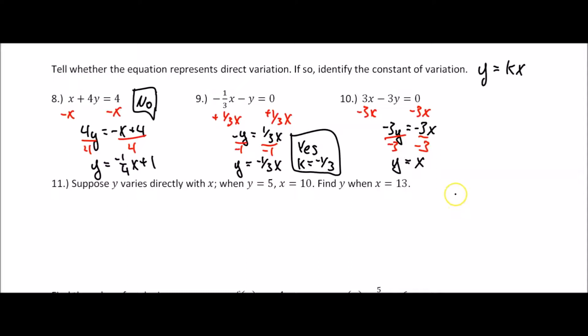And so now that's in the right format. It's a line that goes through 0, 0. So yes, this one is direct variation. And the k value, the constant of variation, is a 1 this time. Again, it's the same as the slope.